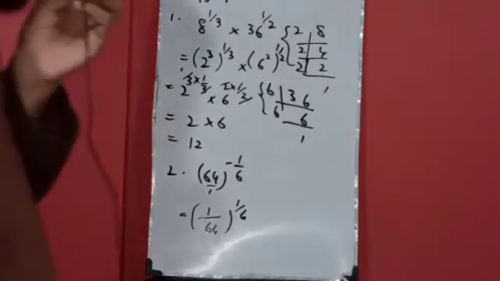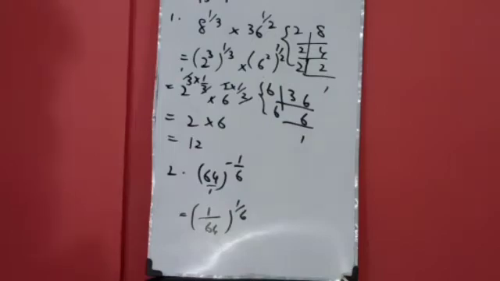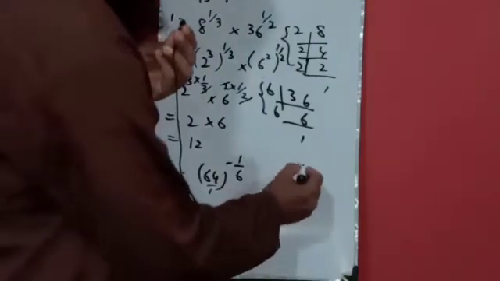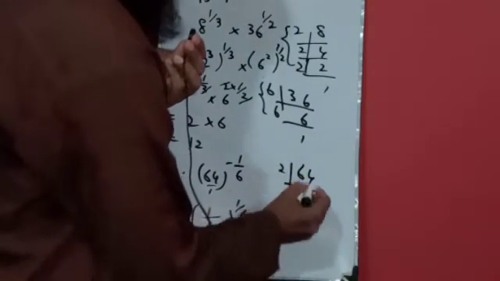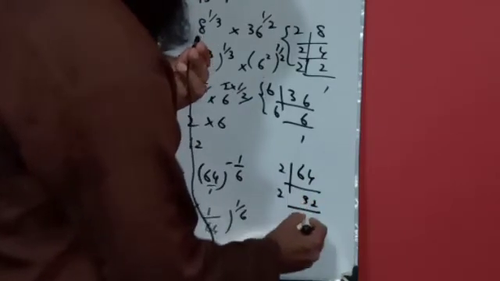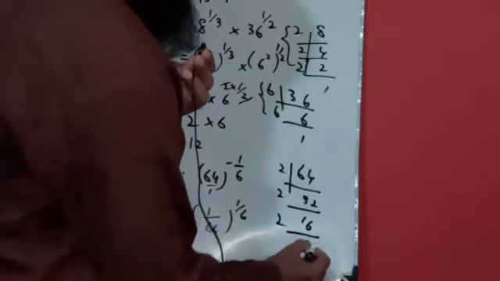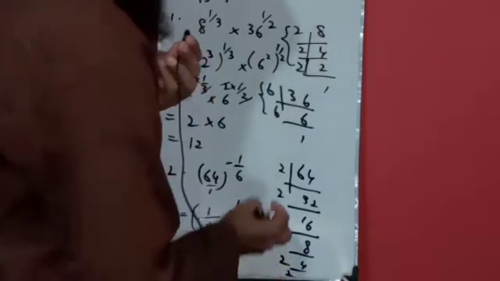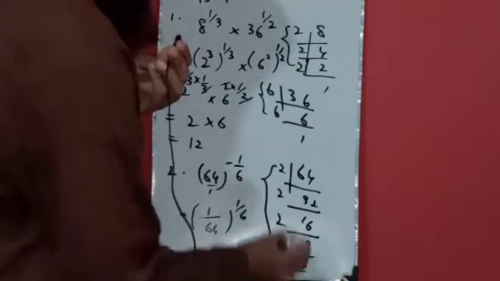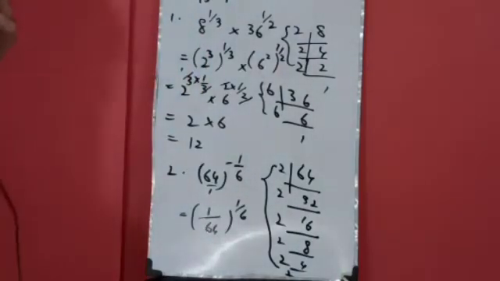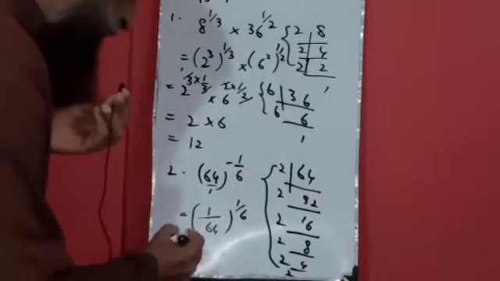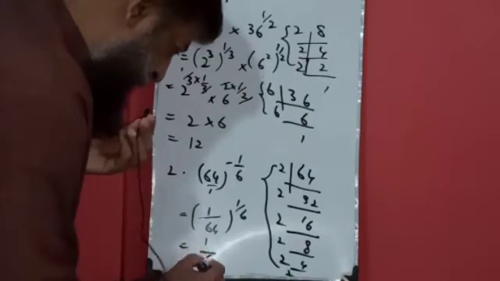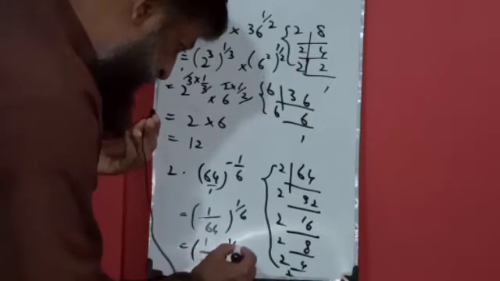Now, in the next step, we find the sixth root of 64. And how? By the LCM method, easy. 64: 2 32s are 64, 2 16s are 32, 2 8s are 16, 2 4s are 8, and 2 2s are 4. How many 2s come? There are 6 2s. Therefore, we write 1 upon 2 raised to power 6, whole to the power 1 upon 6.